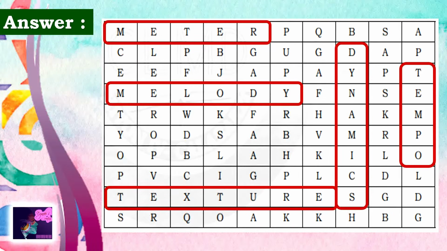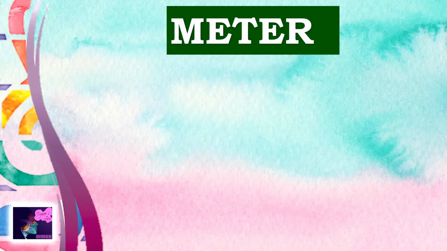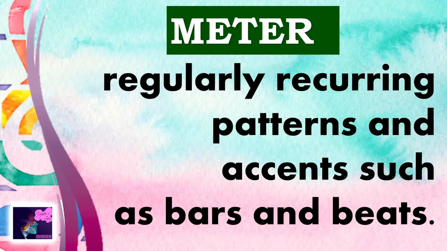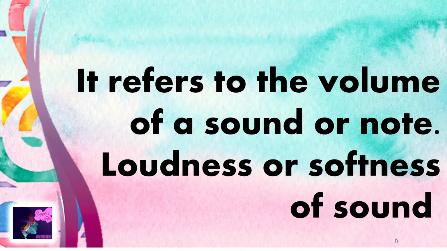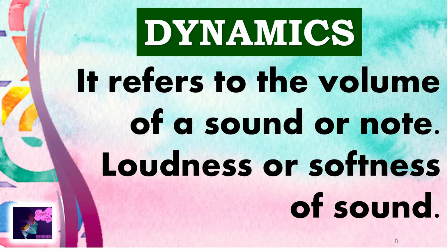Here is my answer. I have the meter, I found melody, texture, dynamics, and of course the tempo. Now, let's try to define each briefly. When we say meter, it is regularly recurring patterns and accents such as bars and beats. It refers to the volume of sound or note, loudness or softness of the sound, is none other than the dynamics.